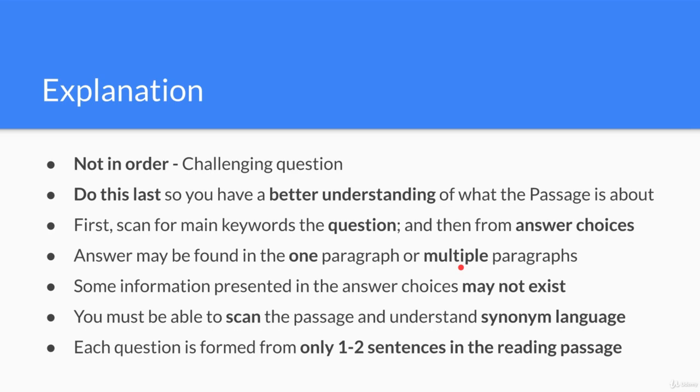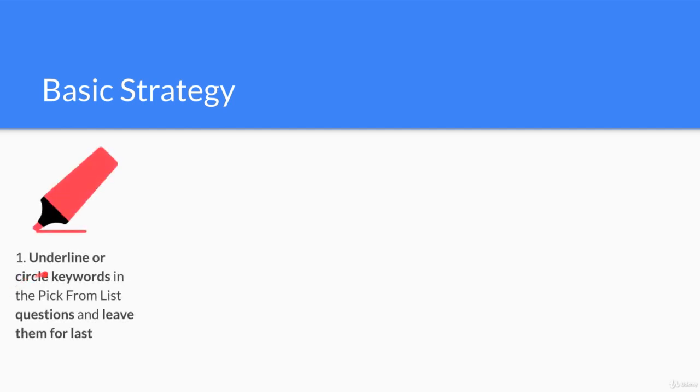Okay? Great. Now let's talk about the basic strategy. So the first thing that you have to do is you have to underline or circle the keywords in these questions and then leave them alone. We're going to leave them for last after marking the keywords.